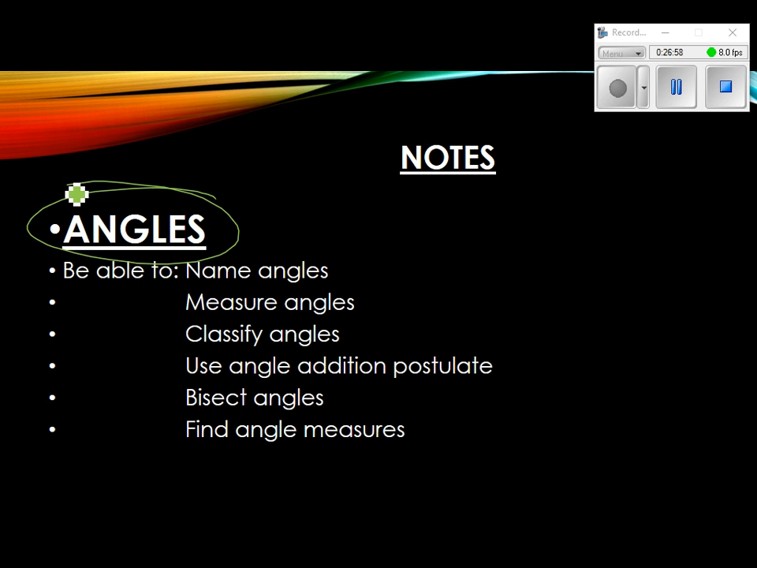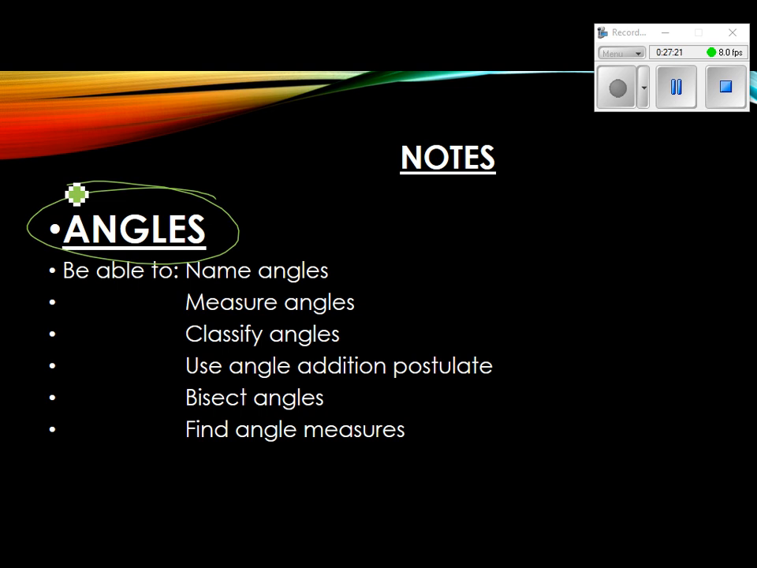You will be able to name angles. We got to be able to name angles. We talked about naming segments, naming rays, naming lines, points, planes, all that stuff. Angles, probably the hardest thing to name that we'll cover all year long. Be able to measure angles. We just did that. Be able to classify angles. Classify angles. Obtuse, acute, right, straight, so on and so on.